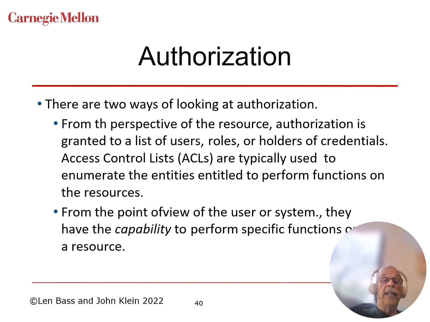And there are two ways of looking at it. You can look at it from the perspective of the resource. Okay, I am Zoom. I have a list of legitimate users, one of whom might be Carnegie Mellon. So the list is not necessarily individuals. That's called an access control list. The other is to look at it from the point of view of the user. As a user, you have certain rights. You can have what's called a capability list that specifies what rights you have.